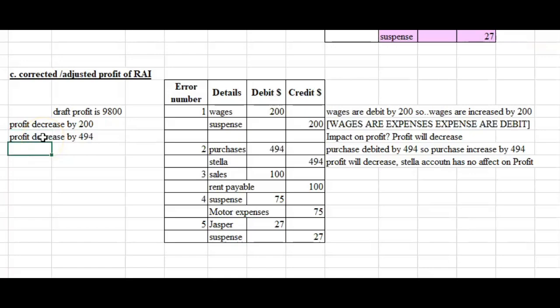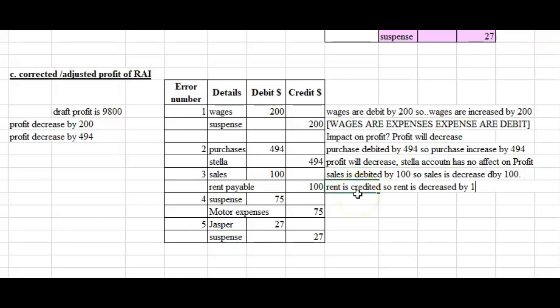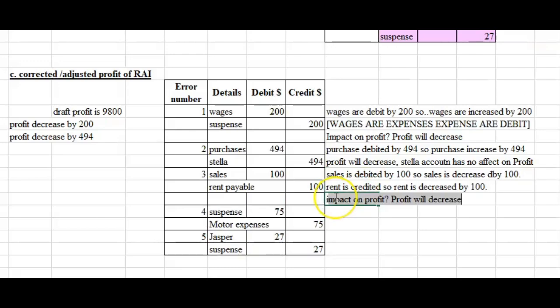In the next error, sales are debited by $100, which means sales decrease by $100. Since sales and profit are positively related, this would normally cause profit to decrease by $100. However, rent payable is also credited by $100, which means rent expense decreases by $100. When expenses decrease, profit increases. Because sales decrease by $100 and rent expense also decreases by $100, the two effects cancel each other out. Therefore, there is no net impact on profit from this error.